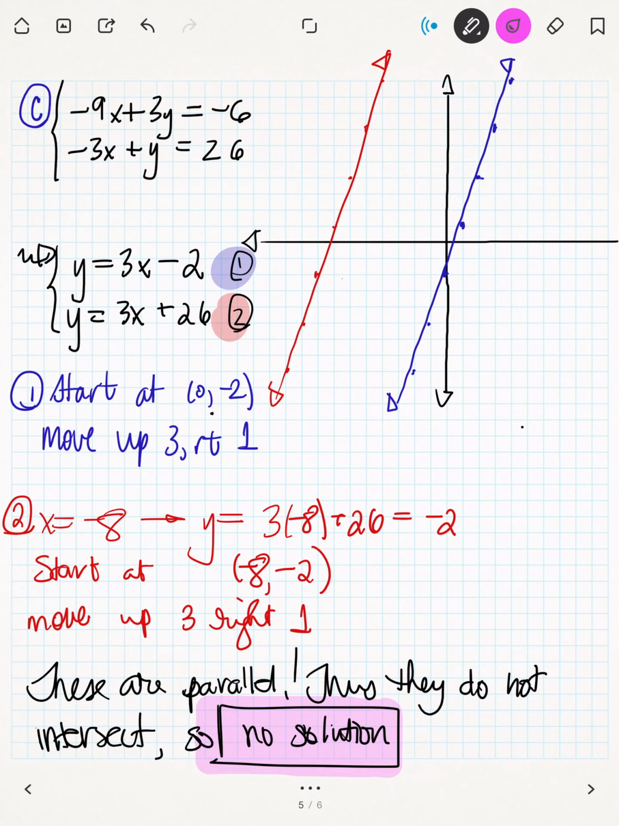This is what Hawks calls inconsistent. So there's no point that will ever make both equations true at the same time. So this is an inconsistent system. It cannot be a true system.